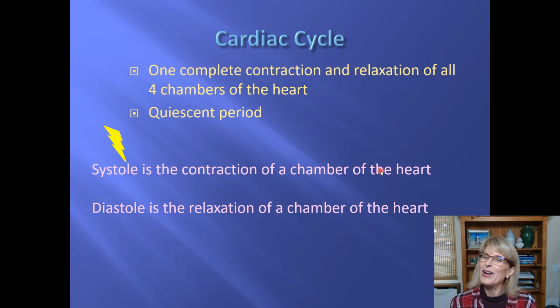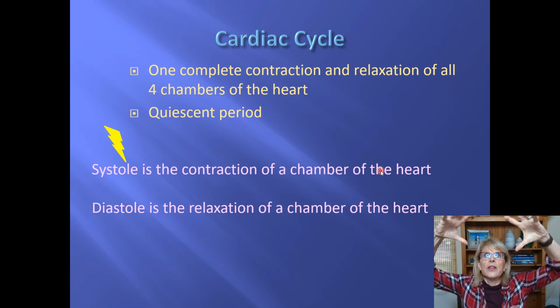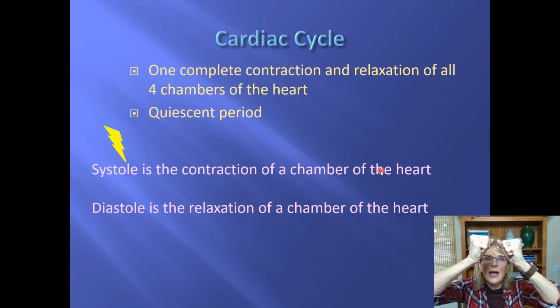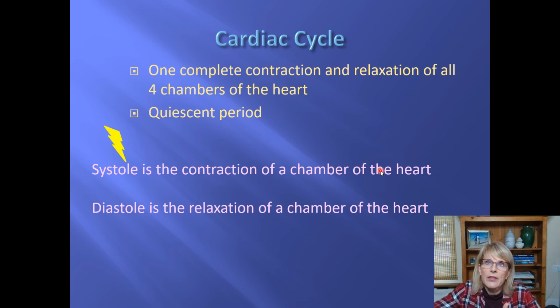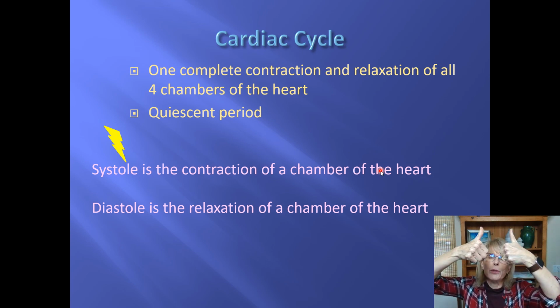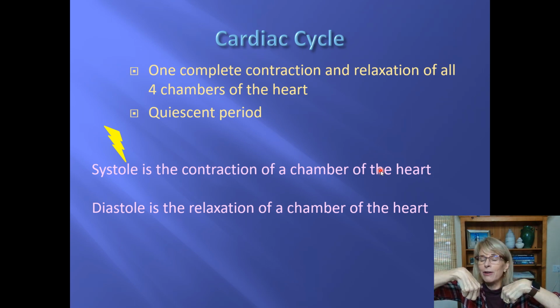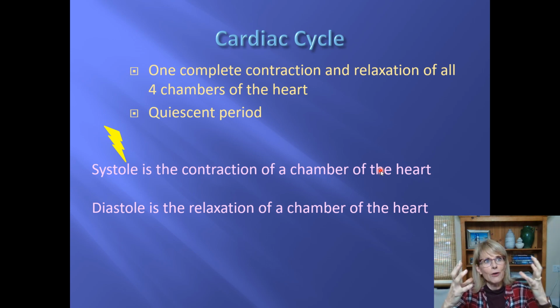All right, let's talk about the cardiac cycle. The cardiac cycle is one complete contraction and relaxation of all four chambers of the heart. And here's how it happens. The atria contract and they fill up the ventricles with blood. The ventricles contract and they squeeze blood out into the major arteries, pulmonary trunk, and the aorta. And then all four chambers relax for a moment. That is known as the quiescent period. And then it happens again.